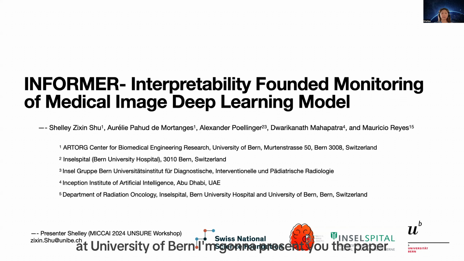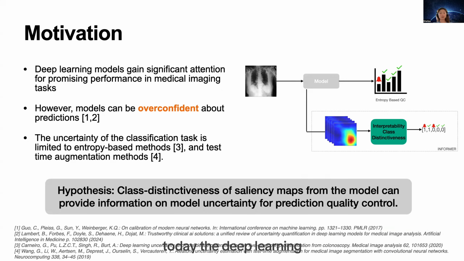I'm going to present you the paper Informer: Interpretability-Guided Monitoring of Medical Image Deep Learning Models. Today, deep learning models show promising performance on many medical image analysis tasks. However, as shown in the literature, models can be overconfident in their predictions. So it's important to understand the model and be able to estimate uncertainty so that we can do quality control on the model prediction. Methods like entropy-based ones and test-time augmentation exist, but they only focus on using the model output to evaluate the model uncertainty and ignore any information flowing inside the model.